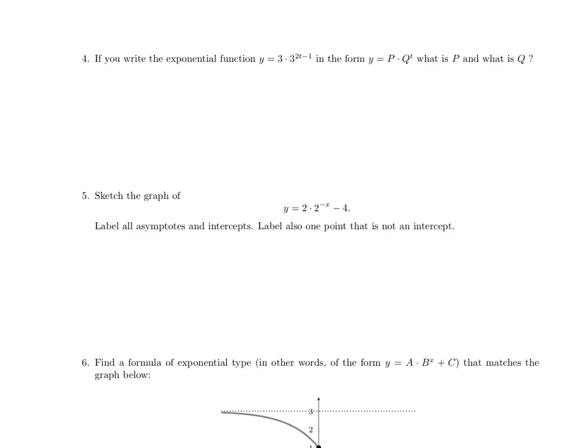We begin with problem 4, which is an exercise in algebraic manipulation of exponential functions. And it says if we write the exponential function y equals 3 times 3 to the 2t minus 1 in the form y equals p times q to the t, what is p and what is q? So the real difficulty is going to be to isolate t up there in the exponent.